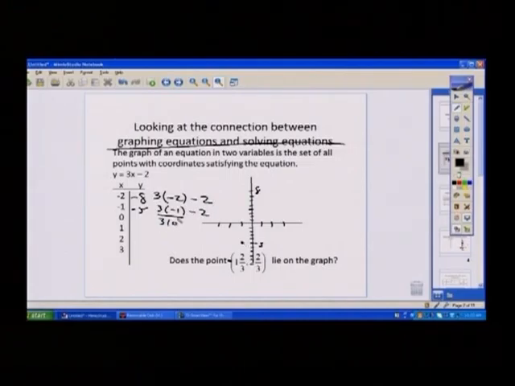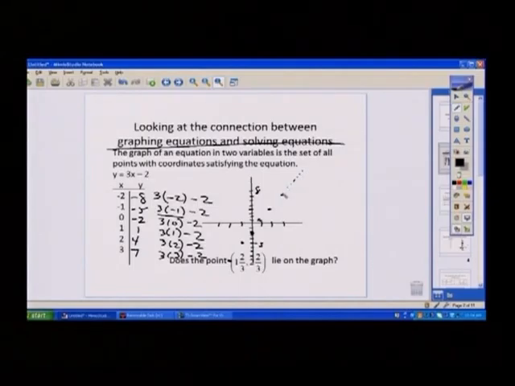Substituting in 0, 3 times 0 is 0, minus 2. So we get 0, negative 2 for our next coordinate or ordered pair from our graph, which happens to be the y-intercept of our graph. If we substitute in 1, 3 times 1 is 3, minus 2 is 1, so 1, 1 is our next value. Substituting in the 2, 3 times 2 is 6, minus 2 gives me 4, so 2, 4 would be about there. And the last one, 3 times 3 is 9, minus 2 is 7, so 3, 7.